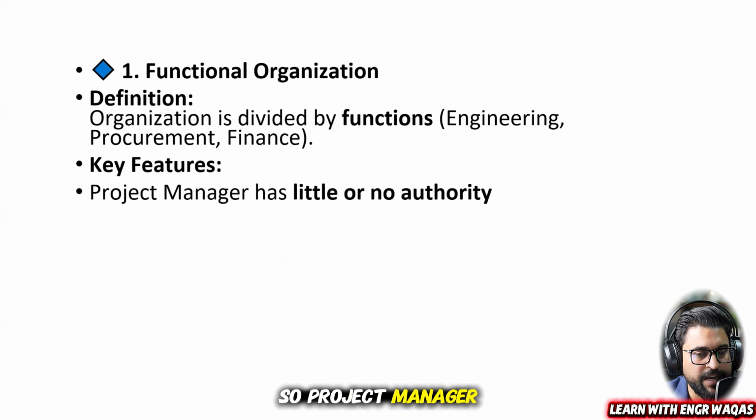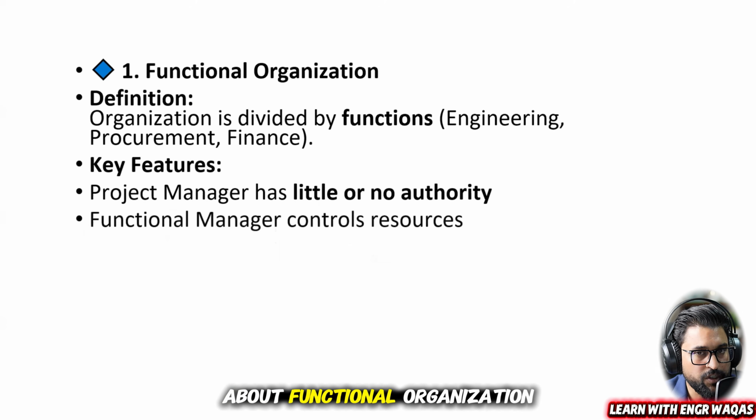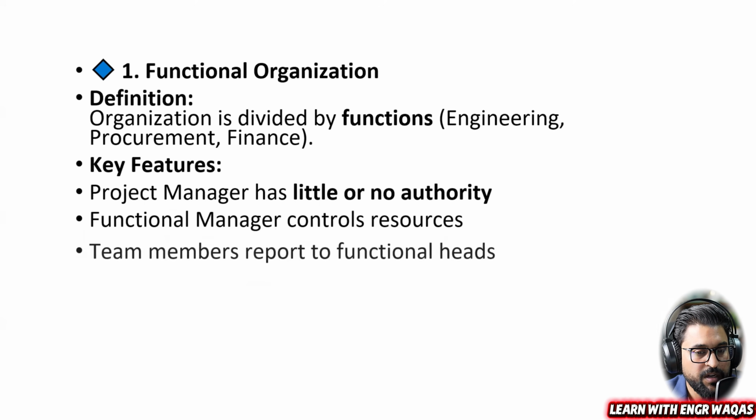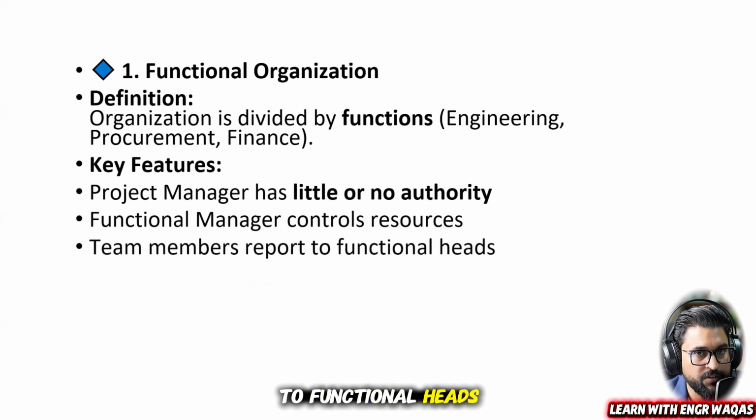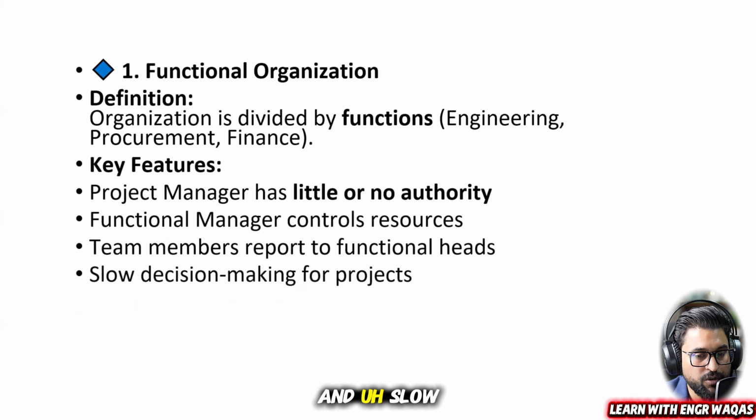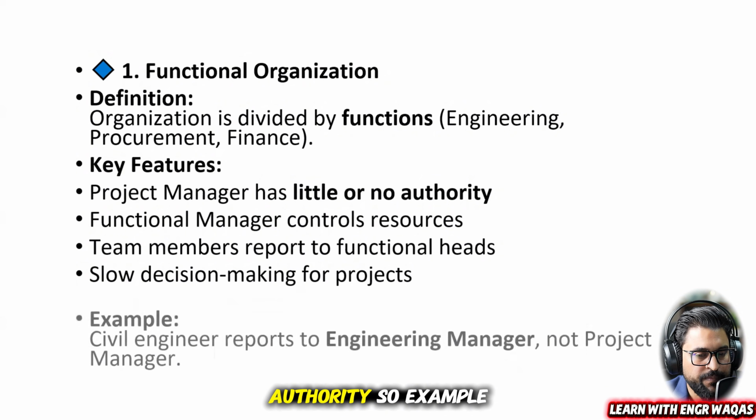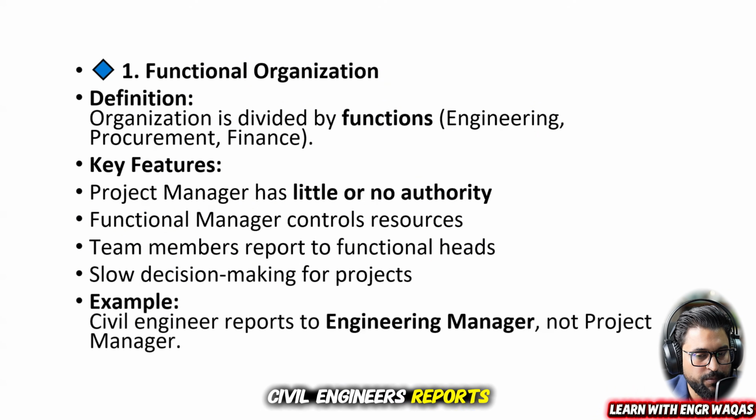So the project manager has little or no authority. In a functional organization, functional managers control resources, and team members report to functional heads, right? And decision making for projects is slow, because the project manager has very minimal authority. For example, civil engineers report to the engineering manager, not to project managers.